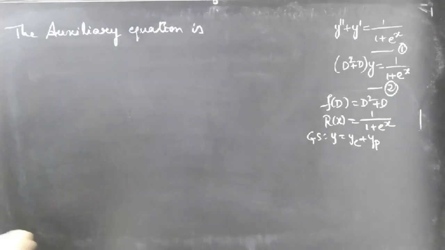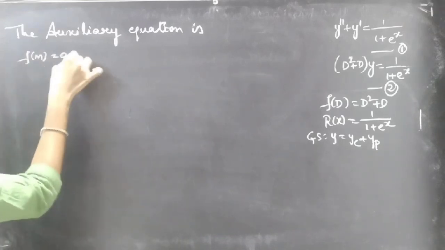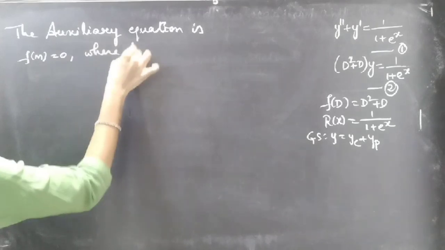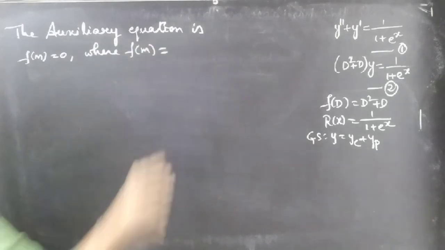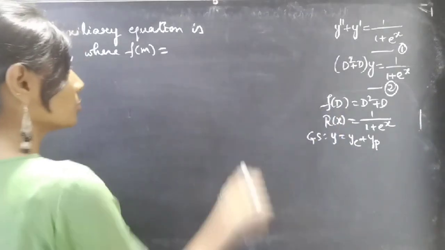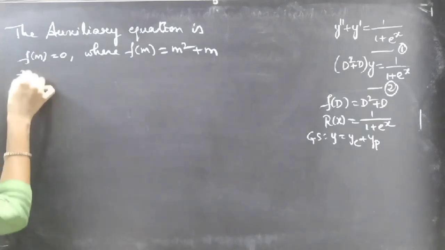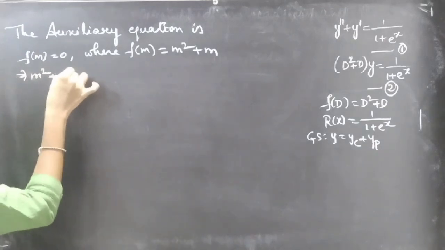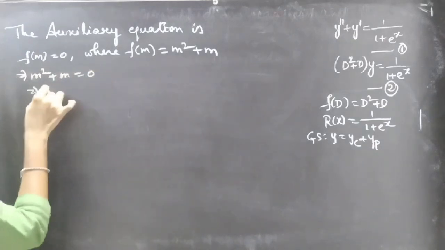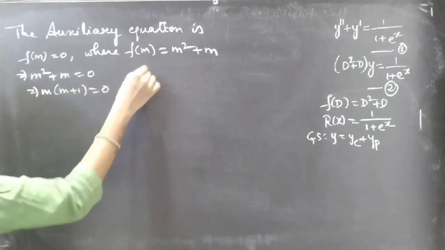The auxiliary equation is f(m) = 0, where f(D) = D² + D, right? Let's replace the differential operator with m, so that we'll get f(m) = m² + m. Now the auxiliary equation becomes m² + m = 0. Take m common from these two terms, and we'll get m(m + 1) = 0. Now equate each factor to 0.